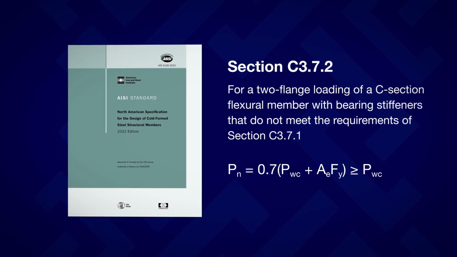Another engineering judgment approach may be to use the provisions of AISI S211 for clip angle bearing stiffeners. Obviously, if the calculations are based on an angle of a given area and the C-section of a greater area is provided, a conservative solution should be achieved.